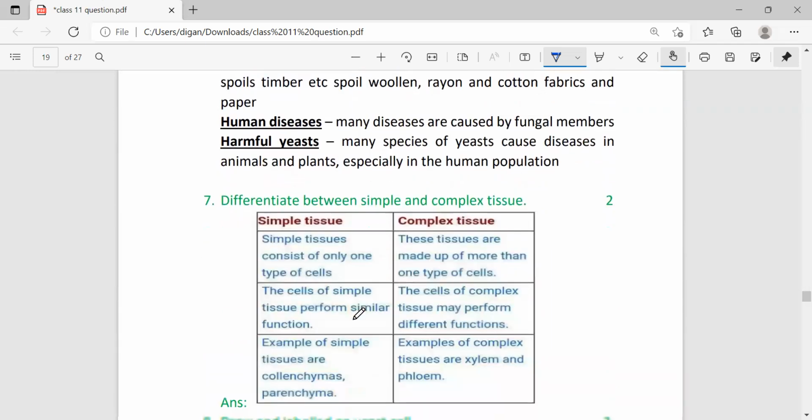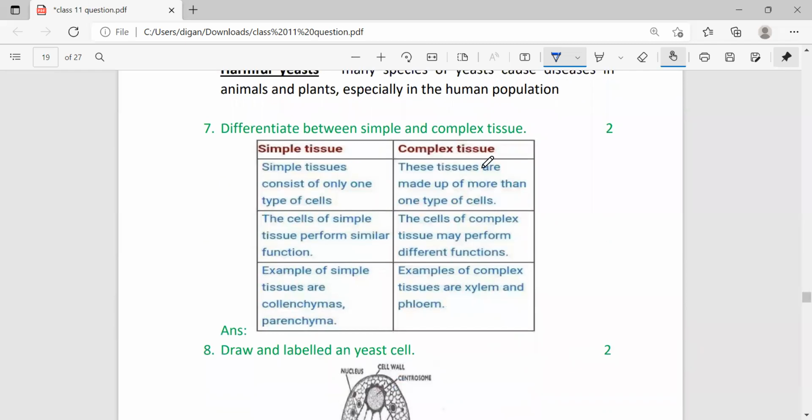Next, come to differentiate between simple and complex tissue, carrying 2 marks. So for 2 marks, if you write 2 points, then also it will be sufficient. But sometimes this question is carrying 3 marks. That's why I am showing you here 3 differences.